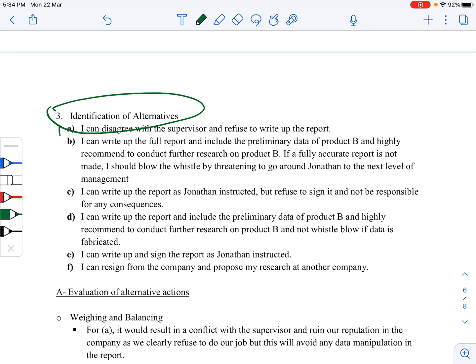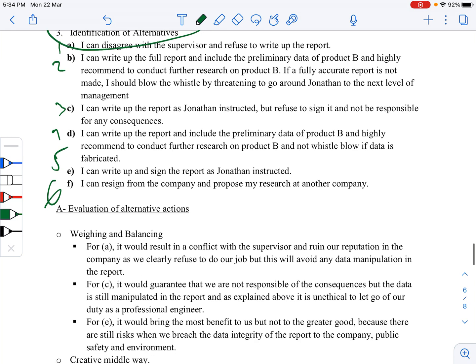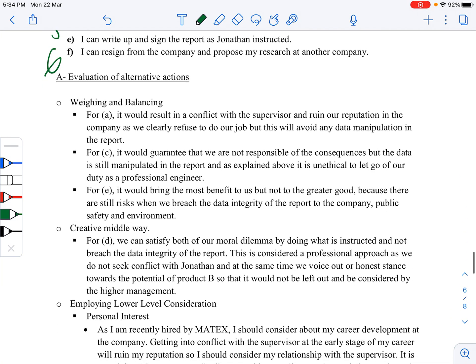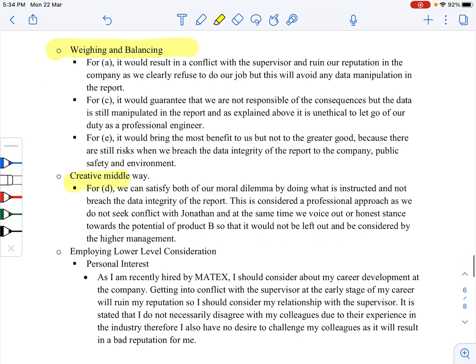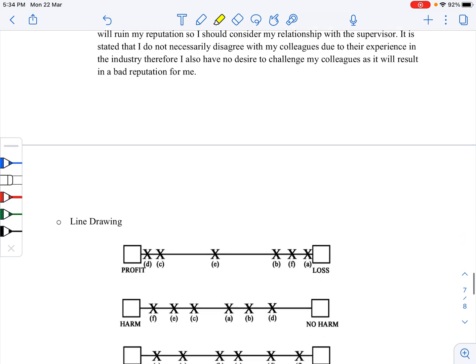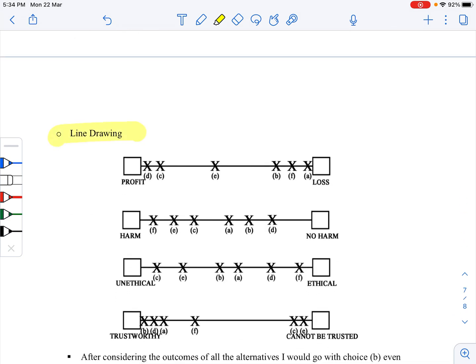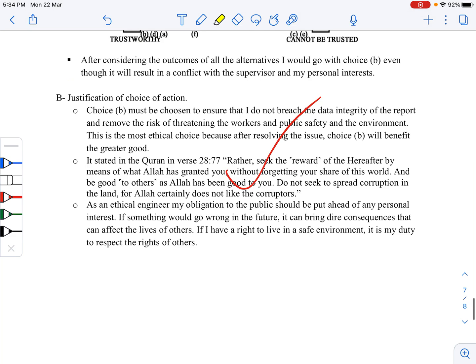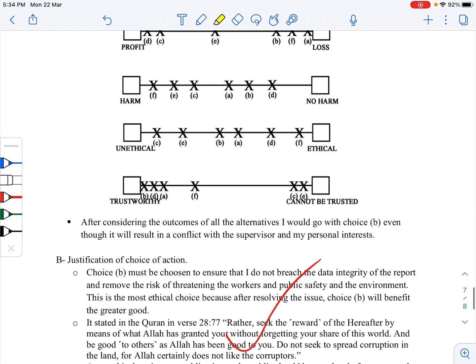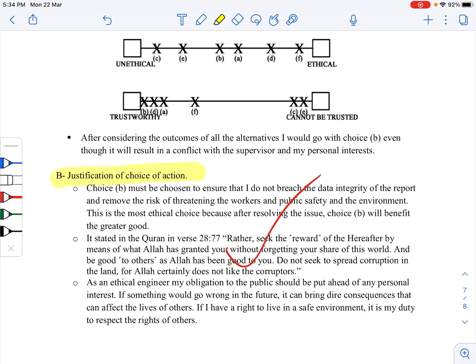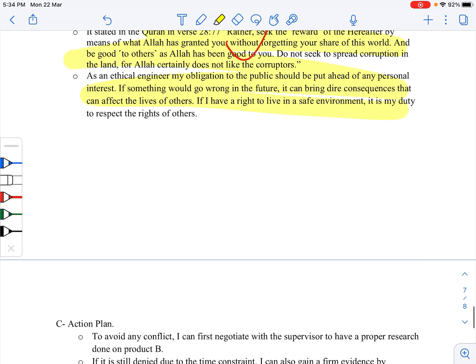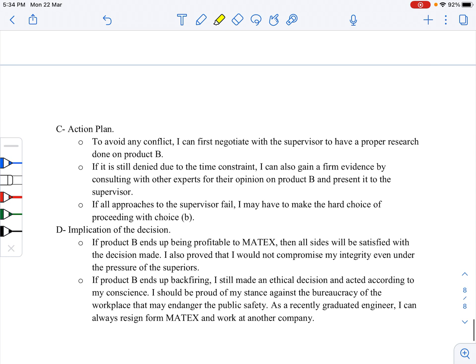So he identified 6 alternatives, and then here he used different methods to solve this. He used weighing and balancing, creative middle way, and also line drawing. As I mentioned, you can use a few methods, and after you use a few methods, you need to justify. You choose one action. So this student chose B, and then he explains in great detail why he chose the action.